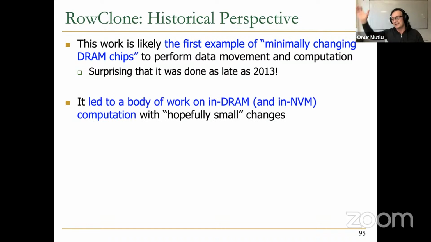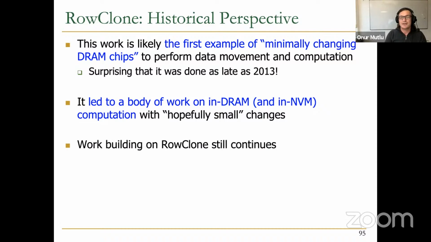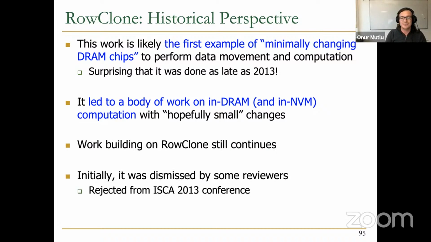There are very high-level nebulous ideas saying, oh, we do copy inside DRAM, but there's no concrete mechanism to provide it. And it led to a body of work on in-DRAM and in non-volatile memory computation with hopefully small changes. Later works, of course, became larger and larger changes, but initially the idea was to have small changes. And work building on RowClone still continues.